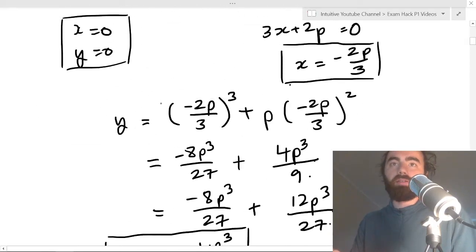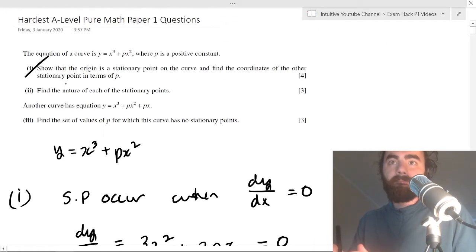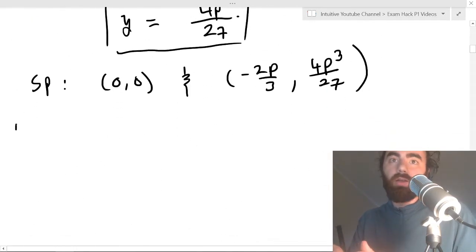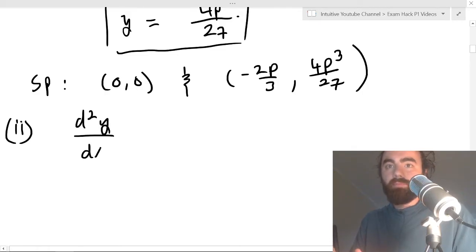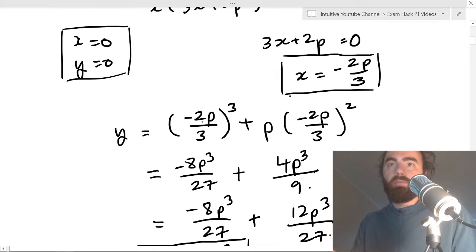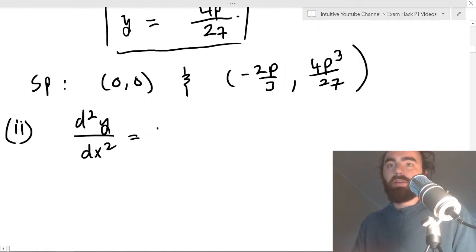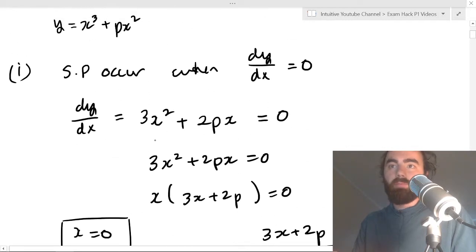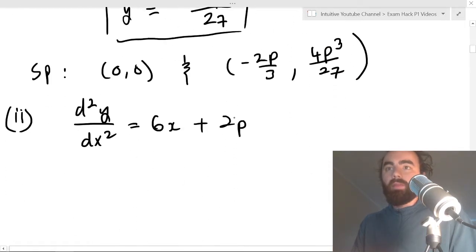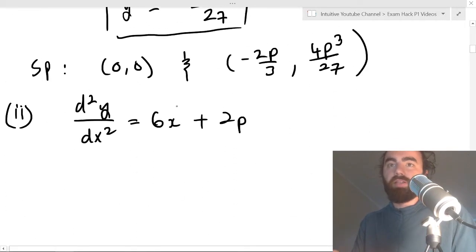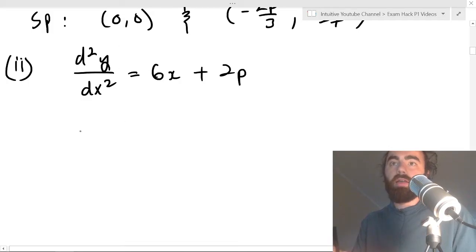Cool. So that's the first part done. It says then find the nature of these stationary points. You would have seen this a lot again. To find the nature, we have to find the second derivative. Our first derivative is 3x squared plus 2px, so our second derivative will be 6x plus 2p, times down by the power and go down a power. Then to figure out the nature of these stationary points, we just substitute in our x value.